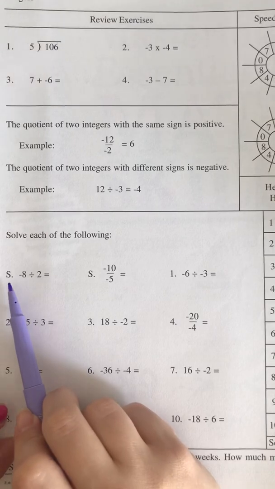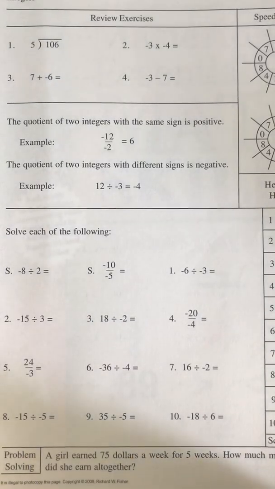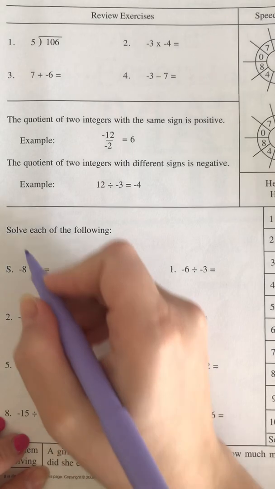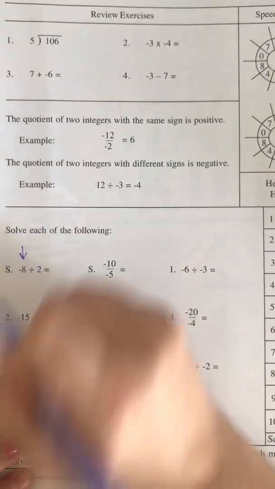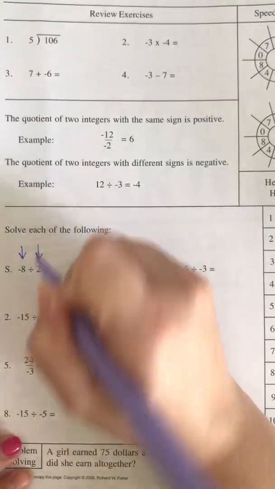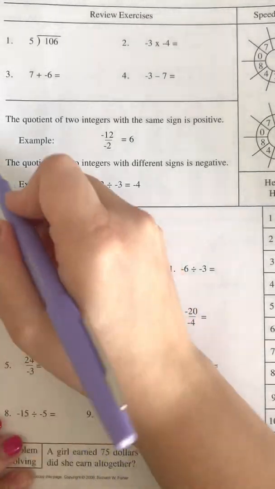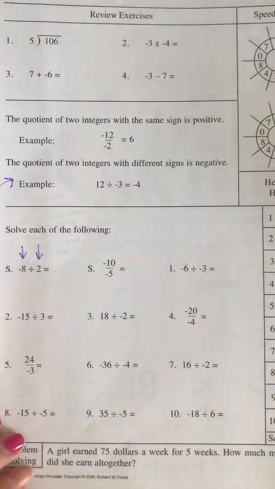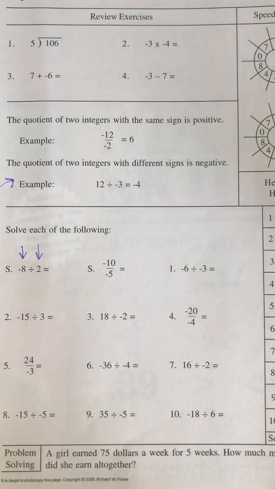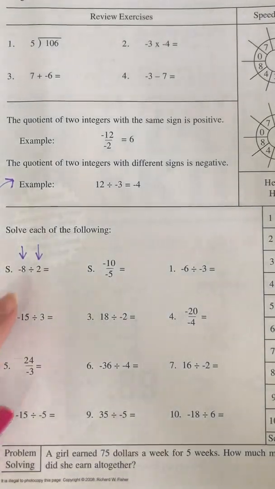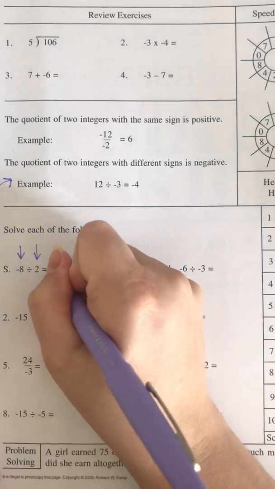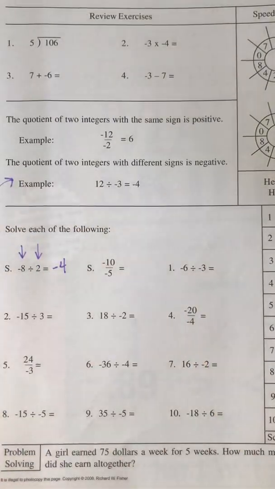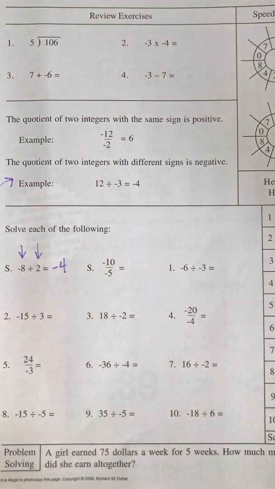So here for our first sample, we have -8 divided by 2. We notice that we have one integer that is negative and one that isn't, and when they are different, it is always negative according to this rule. So we would just do 8 divided by 2. 8 divided by 2 is 4, but since one is negative, -4.